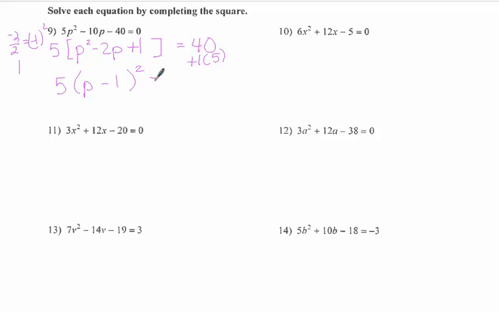5(p minus 1) squared equals 45. If I want to solve this, I am getting p completely by itself. What is my next step? I have to divide by 5 on both sides. I want to get the p all by itself. So I divide by 5, and I get (p minus 1) squared equals 9. Now what do I do next? Nope, it's already squared. What's the opposite of squaring? Square root it. When I take the square root, it becomes a plus or minus. That's pretty important to note.